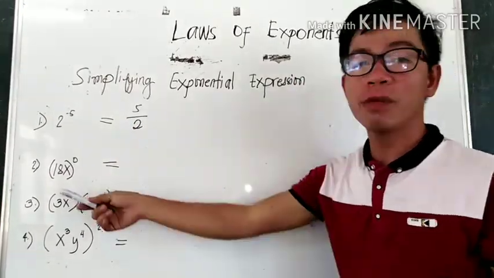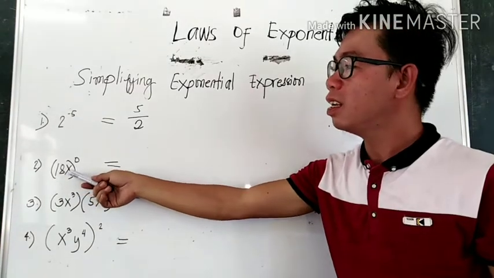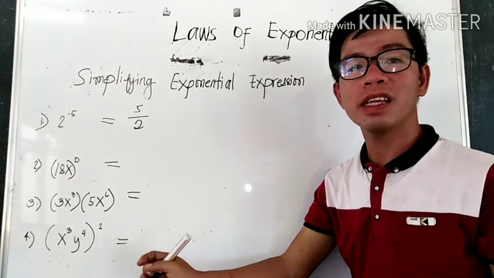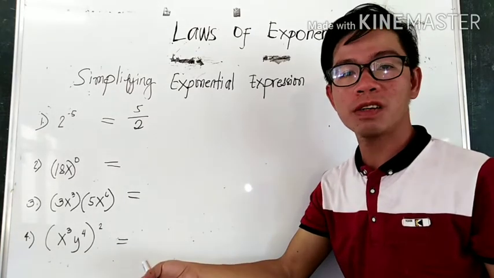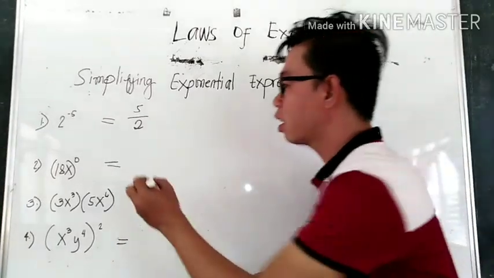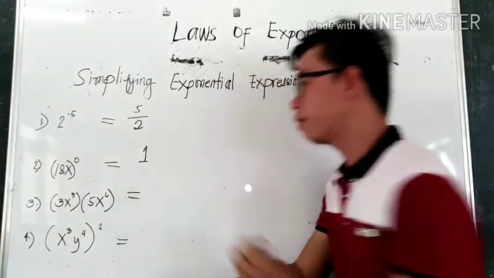Okay, we'll have example number 2, 18x raised to the power of 0. So anything raised to the power of 0 is equal to 1. Okay, we have 1.